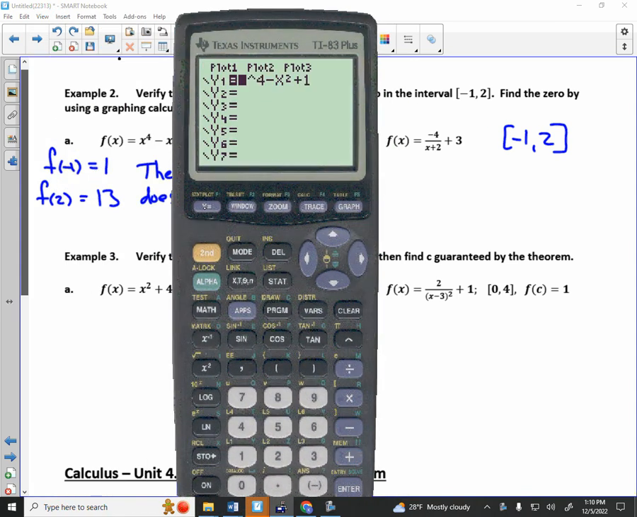My y equals, I'm going to type in -4 divided by what? Okay. Thank you. Please put in parentheses. These are the mistakes that people make, and you get points off on the test. Got to understand how to type that in.